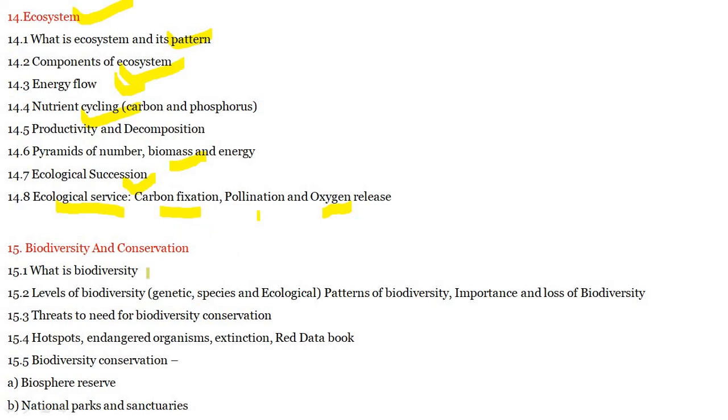Biodiversity and conservation. What is biodiversity? Levels of biodiversity: genetic, species, ecological. Patterns of biodiversity, importance and loss of biodiversity, threats to and need for biodiversity conservation, hotspots, endangered organisms, extinction, Red Data Book. Biodiversity conservation includes biosphere reserves, national parks and sanctuaries.